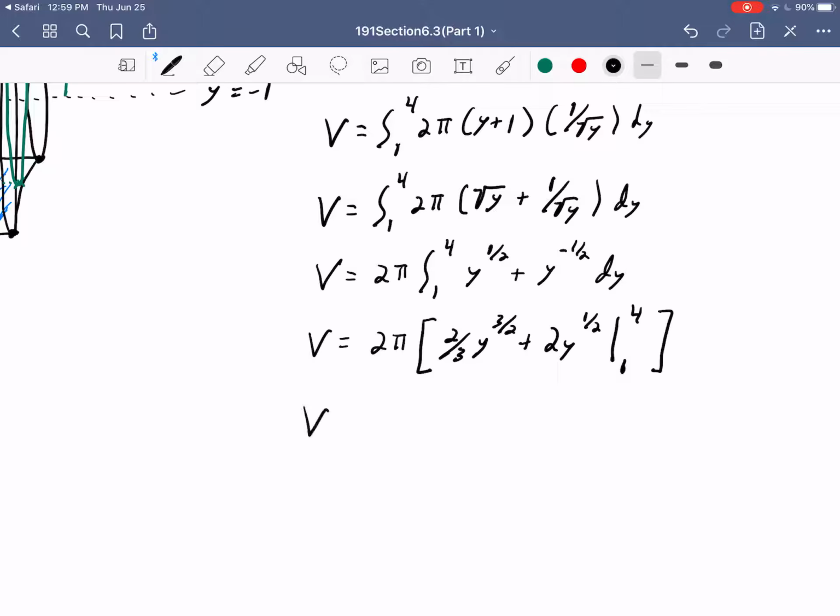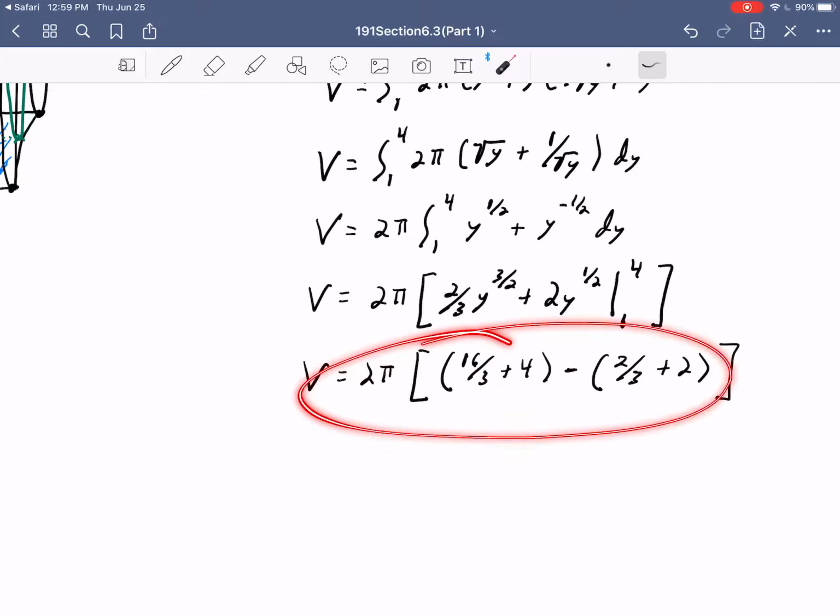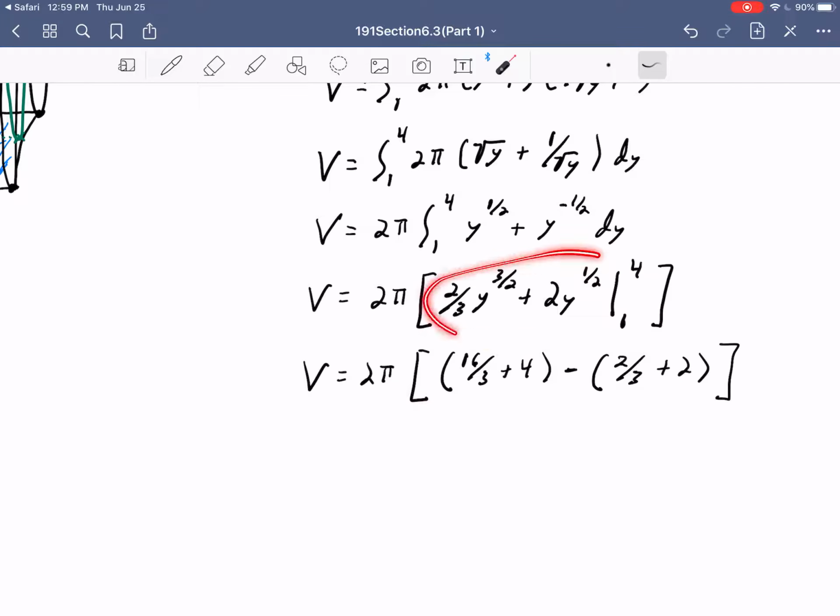Then we can plug that stuff in. We get 2 pi brackets. Let's plug in the 4. So 4 to the 3/2. 4 to the 3/2 is going to be square root of 4, which is 2, and then cubed, which is 8. So that's going to be 16/3. And then, of course, plugging in the 4 here, square root of 4 is 2. 2 times 2 is 4, so we get plus 4. And then minus plugging in the 1, 2/3 plus 2. Could we simplify? Yeah, sure. Do we want to? Probably not. We can just leave it right there as long as we've demonstrated that we understand what it means to evaluate the definite integral.